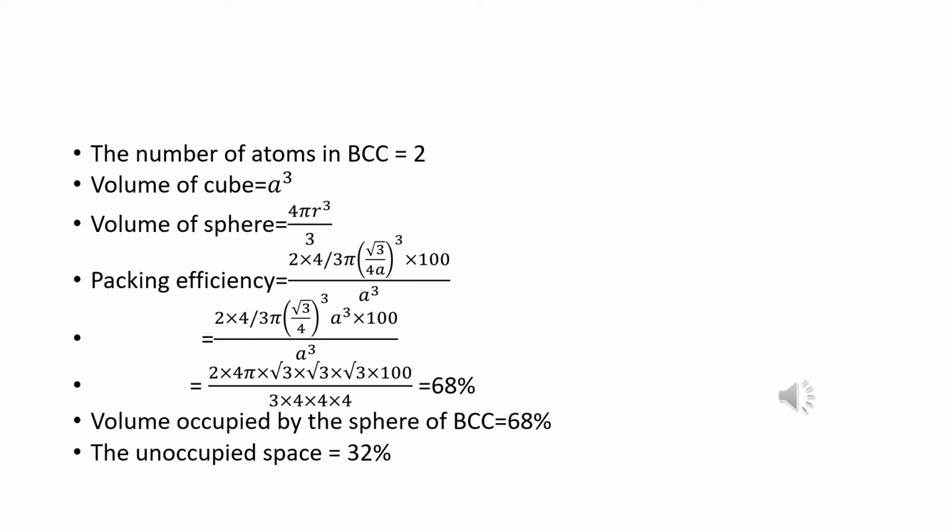Here we substitute all the values. We will get 68%. So the volume occupied by the spheres in BCC is 68%. From this we calculate how much unoccupied space, that is empty space, will be present in that crystal. The unoccupied space in BCC is 100 minus 68, that is equal to 32%.